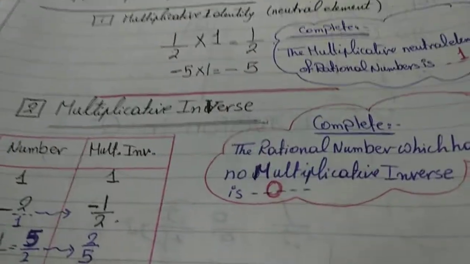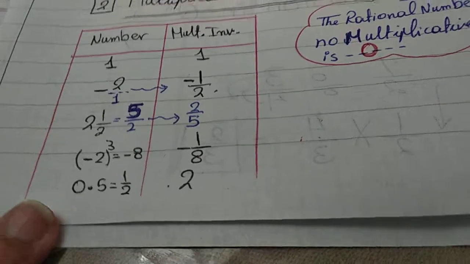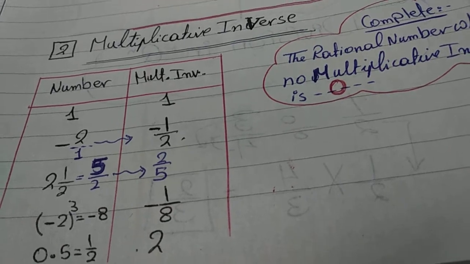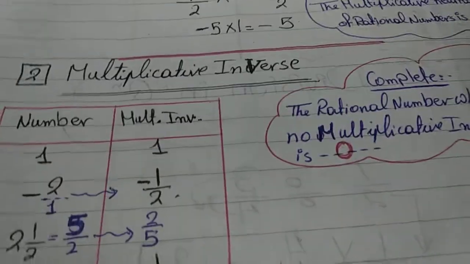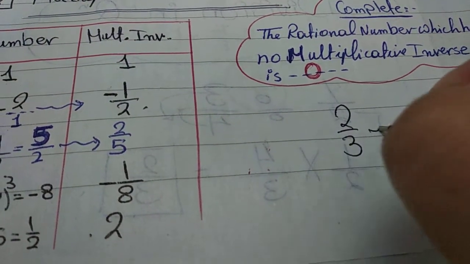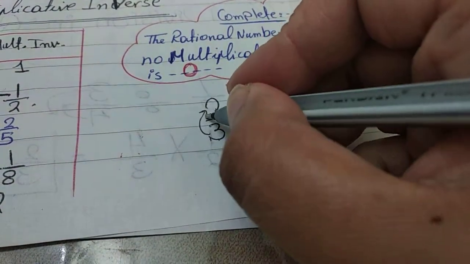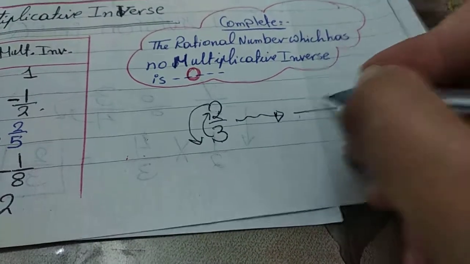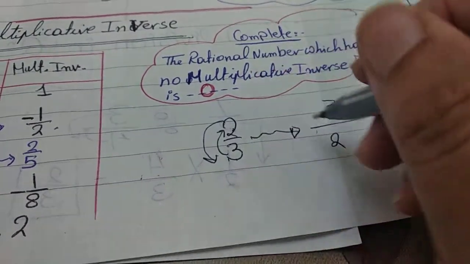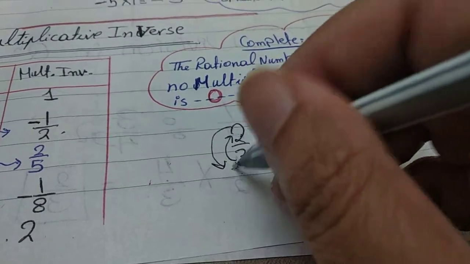Okay. The second one is multiplicative inverse. What is the meaning of multiplicative inverse? To get the reciprocal of the number, to change the number upside down. So if I say 2 over 3, I should get the multiplicative inverse. I will change this rational number upside down. It will be 3 over 2. And don't change the sign of the number.